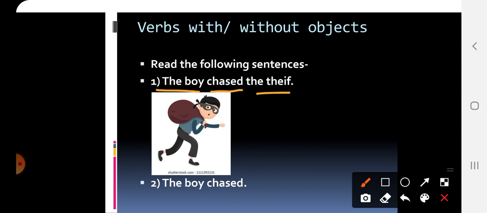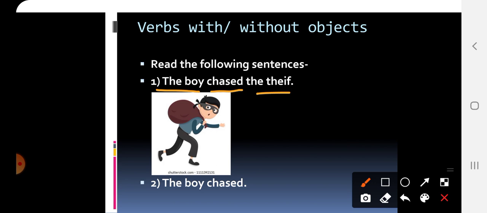In the first sentence, if you see, the action of the verb chased passes from the boy, who is the doer of the sentence, to the thief, who is the receiver of the sentence. In a sentence, the doer is the subject and the person or thing affected by the verb is called the object. In the first sentence, the boy is the subject and the thief, which is affected by the verb chased, is the object.